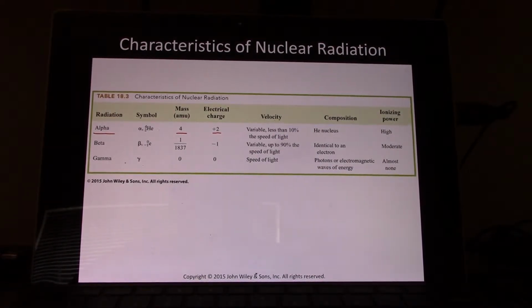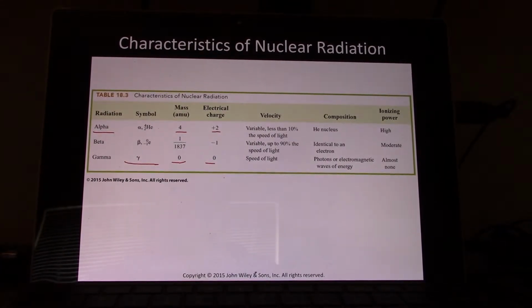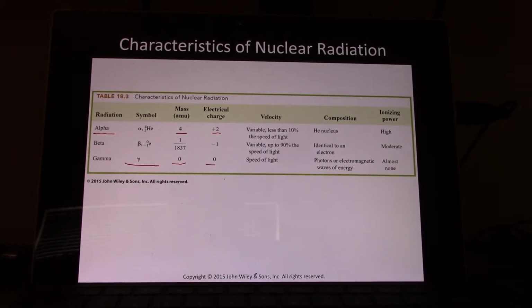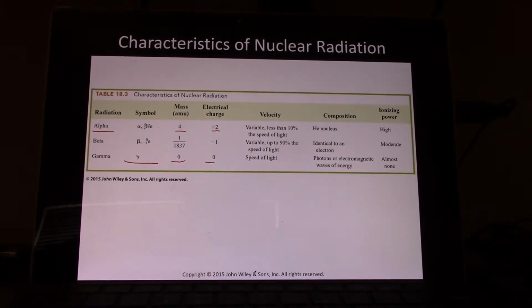And gamma radiation is just high energy light. It is photons of electromagnetic radiation. It is more energetic than X-rays. It is super energetic. Light travels at the speed of light.